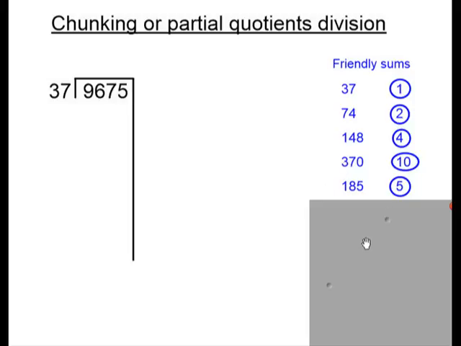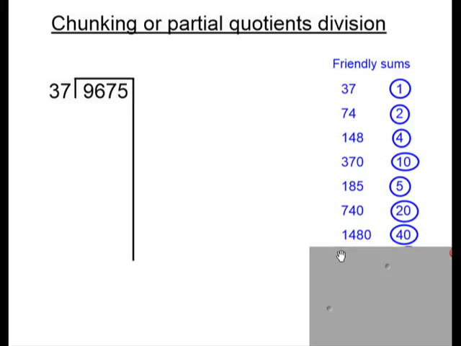What about 20 lots of 37? I can look at 2 lots of 37 and multiply that by 10. So 2 lots of 37 are 74, so 20 lots of 37 are 740. Similarly, 40 lots of 37 will be 4 lots multiplied by 10. 148 multiplied by 10 is 1,480. So 50 lots will be 5 lots multiplied by 10. So 185 multiplied by 10 is 1,850.